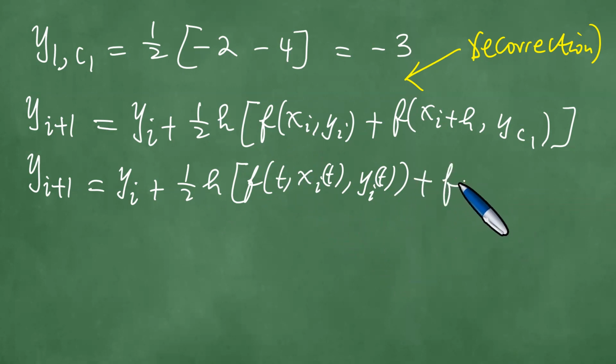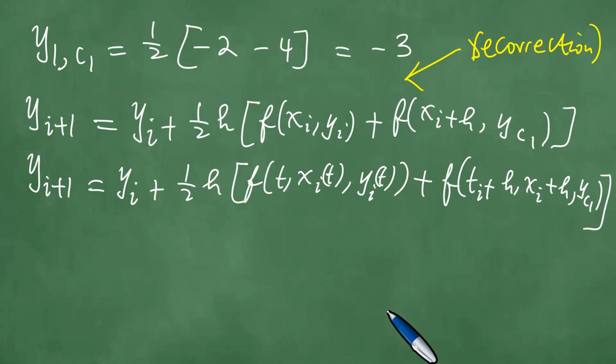So you have t here. Now you have exactly the same, but it's going to be ti, and then you add h to it, and then you have xi. Now this is very interesting. To save space, I'm going to just write xi plus h, then you have yc1, like so. Okay, now what is all this? What is all this?